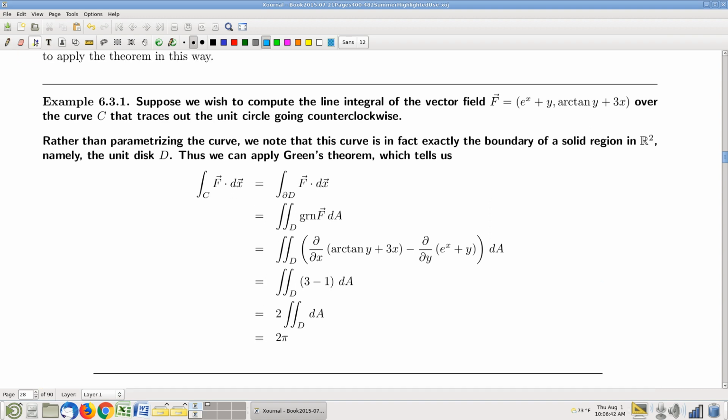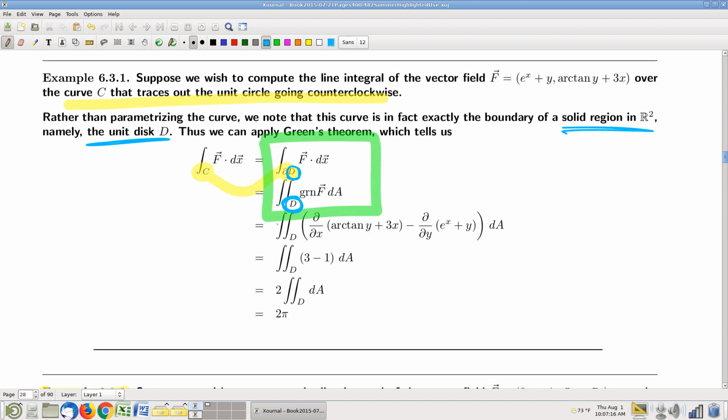So we realize that our curve is a boundary. It's a boundary of the unit disk. That means Green's theorem does apply. Green's theorem says I can rewrite that boundary line integral then as a double integral. No problem. The domain is my disk, the thing whose boundary is the curve.